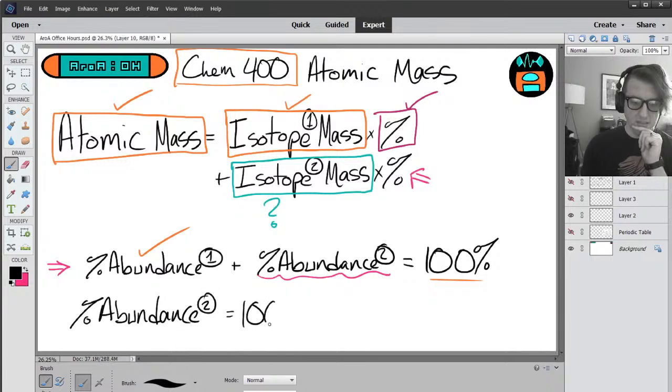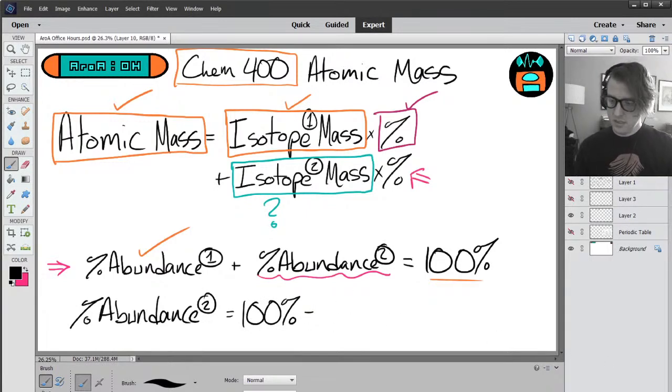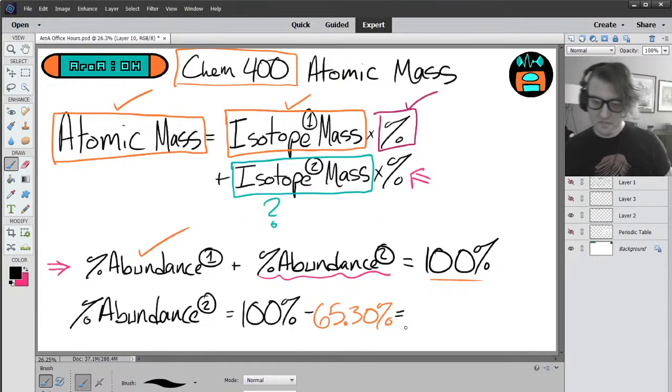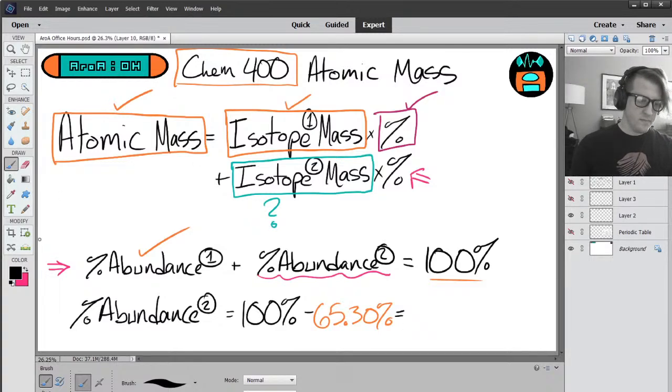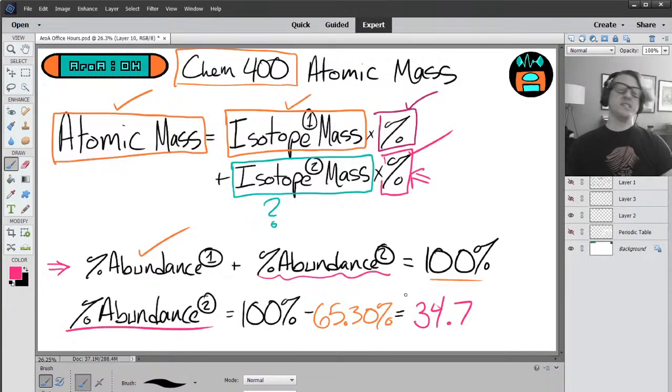If we subtract the percent abundance of the first isotope, which is 65.30, from 100. So the percent abundance of our second isotope comes out to be 34.7. Now that we have the percent abundance of our second isotope, we can calculate the mass of our second isotope.